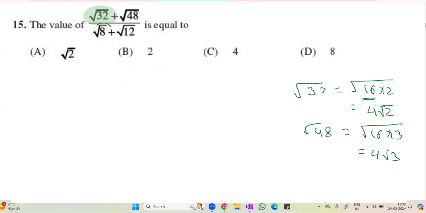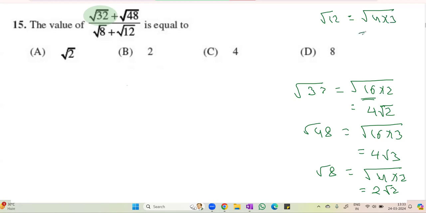Then comes root 8. Root 8 is 4 into 2. We try splitting them into perfect squares, since 4 is a perfect square. So under root 4 is 2, that's why it's 2 root 2. And if I do under root 12, clearly 12 can be written as 4 into 3. Under root 4 is 2, so it's 2 root 3. Now let's write down what we got. I'm replacing under root 32 here with 4 root 2.